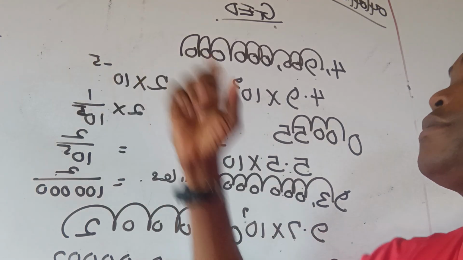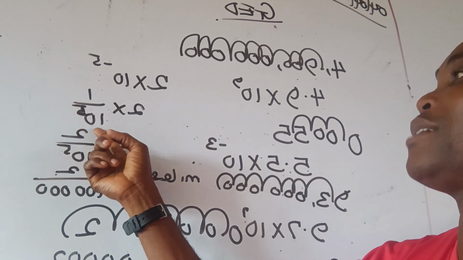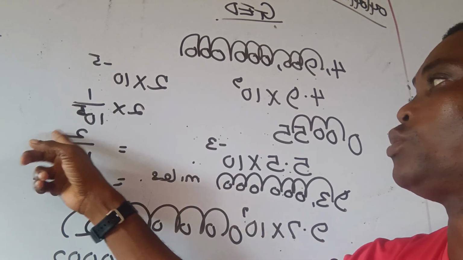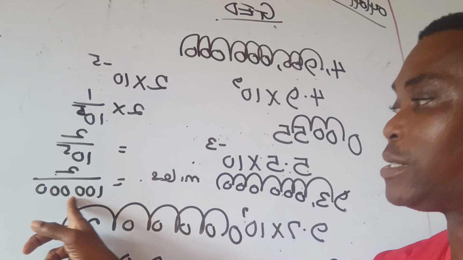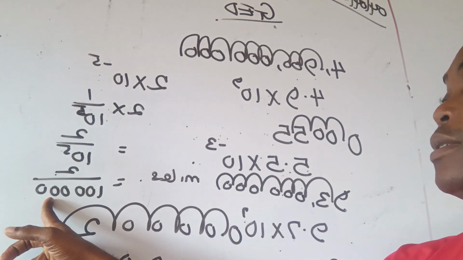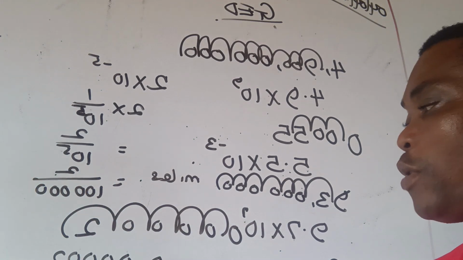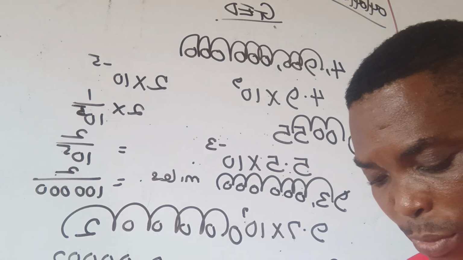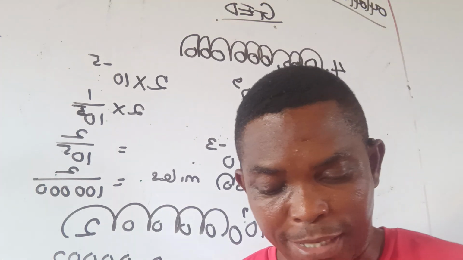2 times 10 raised to the power minus 5 is still the same thing as 2 times 1 over 10 raised to the power 5. Then 2 times 1 is 2, and 10 raised to the power 5 is the same as 100,000. So if you divide 2 by 100,000, you end up having 0.00002 as your answer. Is that taken?